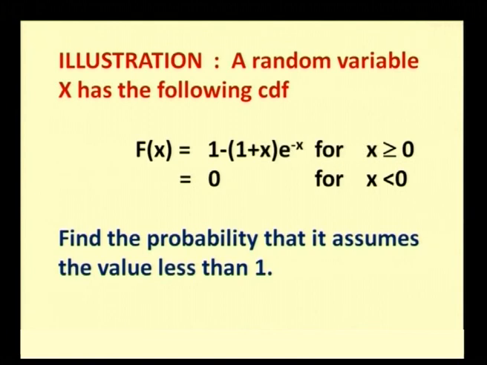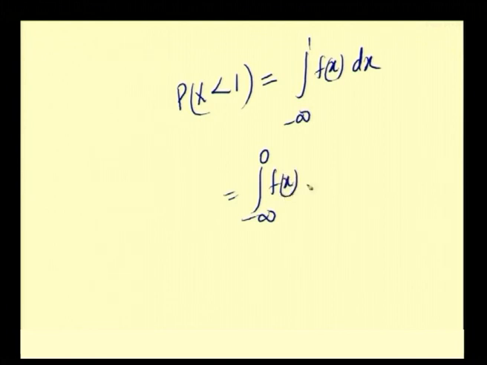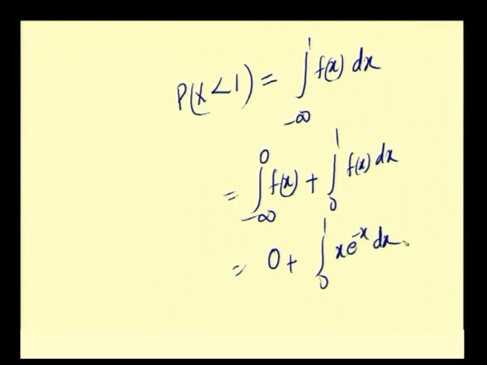So, what is your question? The question is finding the probability that it assumes a value less than 1, that is you are asked to find out P of x less than 1. Again using the relationship between probability and PDF, integral minus infinity to 1 f of x dx. Break the interval because f of x is defined only for 0 to infinity. So, 0 to 1 f of x dx, in this it is 0, and 0 to 1 x e power minus x dx. How will you integrate x e power minus x?